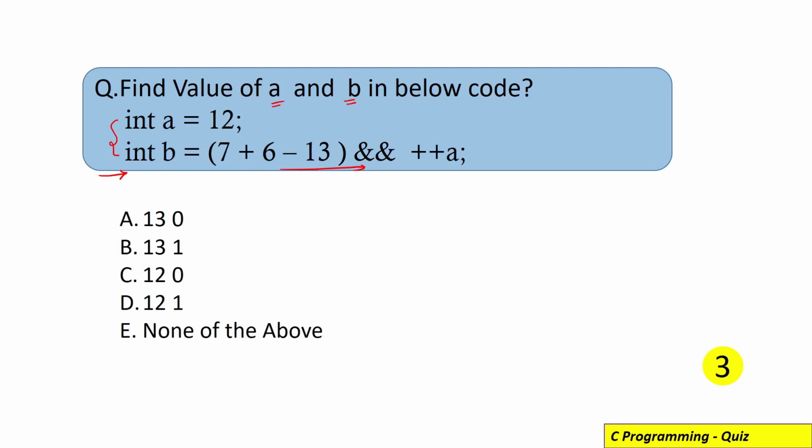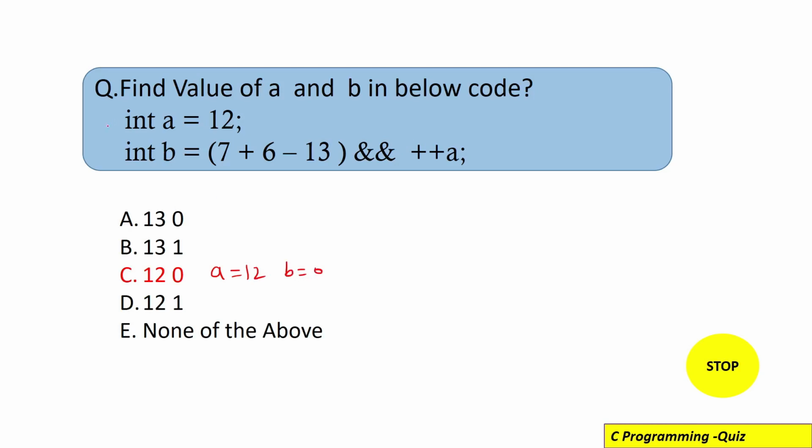I will start the timer and you can pause the video and find the answer. So I hope you have got the answer. The correct answer for this question is option C. That means the value of A will be 12 and the value of B will be 0.